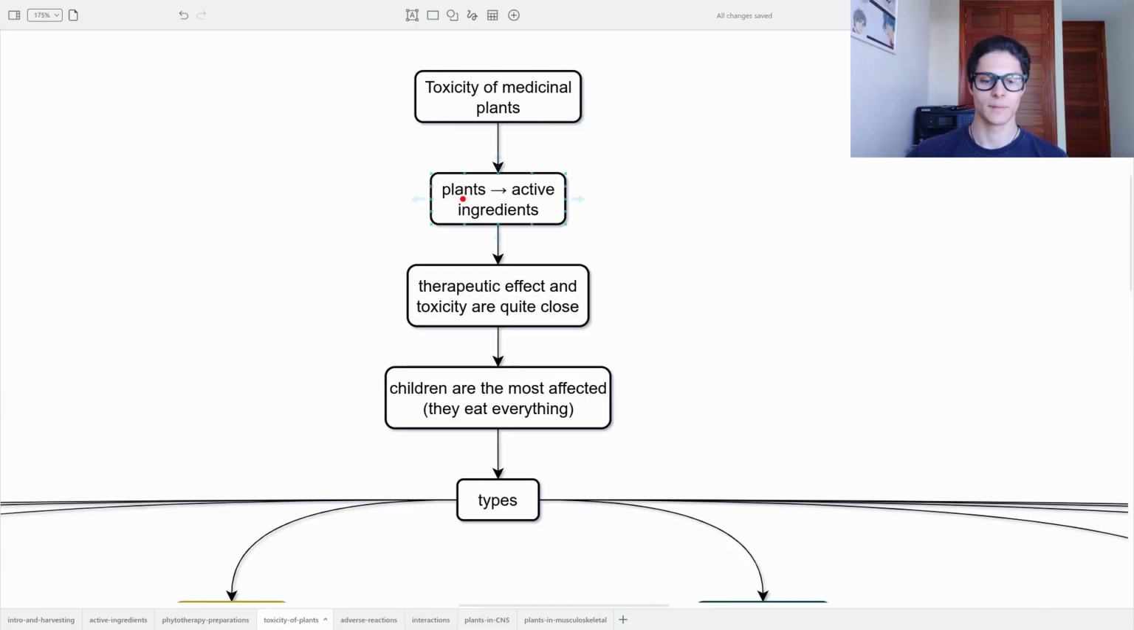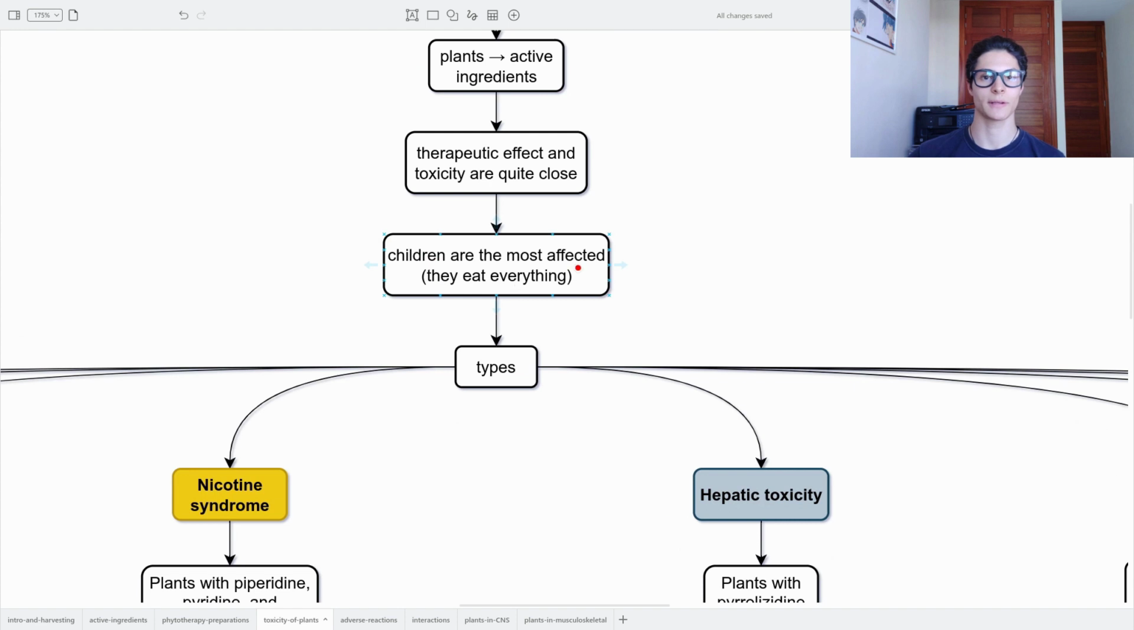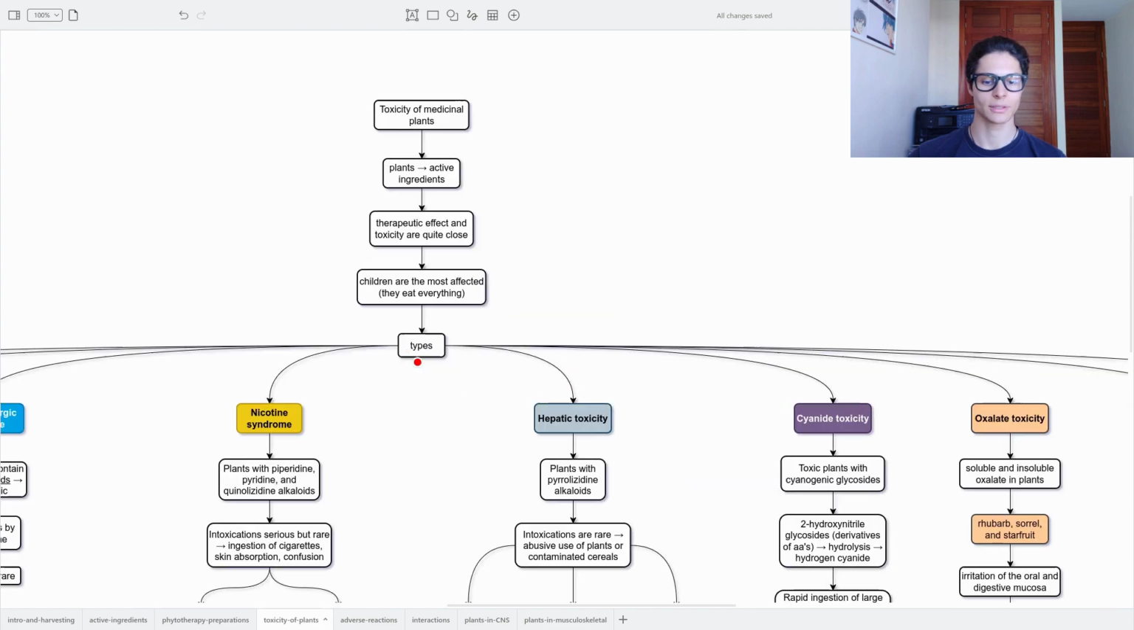So let's begin by talking about the toxicity we can find in medicinal plants. Toxicity of medicinal plants. The plants have active ingredients, as we saw in the last video. Therapeutic effect and toxicity can be quite close, and children are the most affected by this. They eat everything and they are not fully developed to counteract this toxicity. What are the types then?